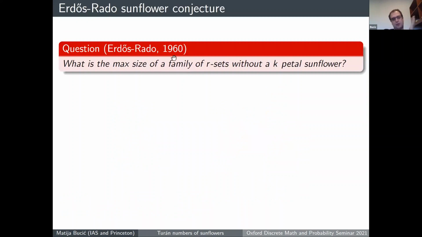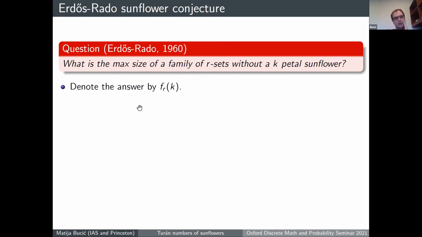One of the main open problems, at least from the perspective of extremal combinatorics, is the classical Erdős and Rado sunflower problem, which asks for the maximum size of a family of sets of size r which don't contain a k-petal sunflower. So how many sets of size r can you place on a ground set of arbitrary size without creating one of these objects that we call a sunflower with k petals? This is about 60 years old. It's due to Erdős and Rado. It has many implications to other things. I'm going to mention a few in a moment.